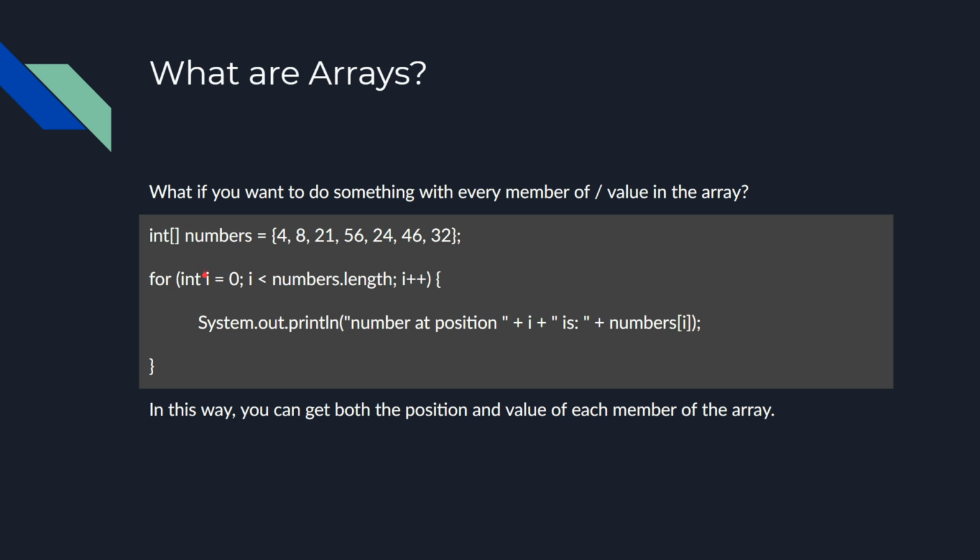In programming, we start counting at 0. So we start our loop at 0 for i, and then as long as i is less than 7, it will continue. And then at the end of each iteration, it will increase i by 1. This is the same as loops we have done in the past. So this will print number at position 0 is, and then numbers i. Since i is starting at 0, it's going to be this first item. So number at position 0 is 4. After that, it will print number at position 1 is 8. Number at position 2 is 21. You guys get the idea?